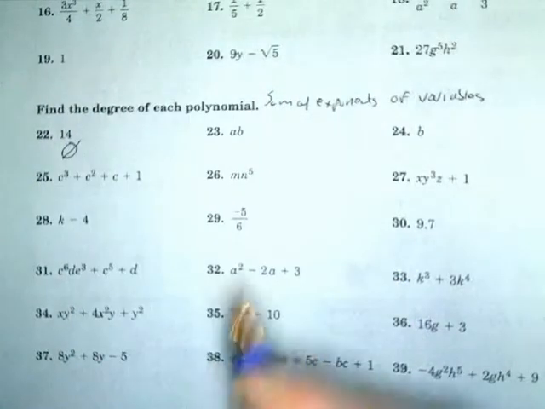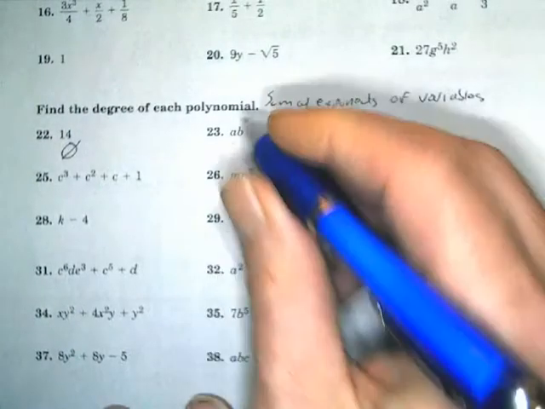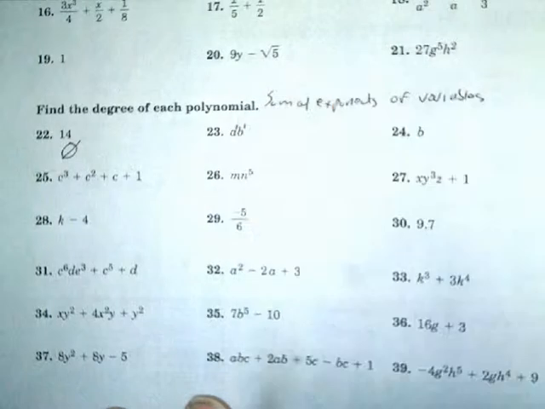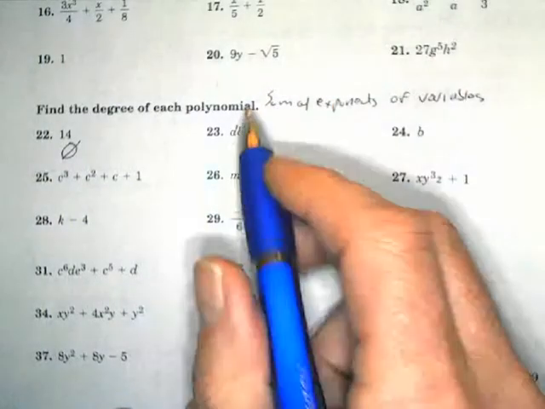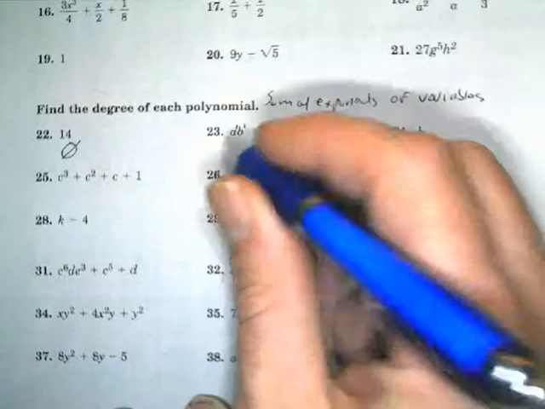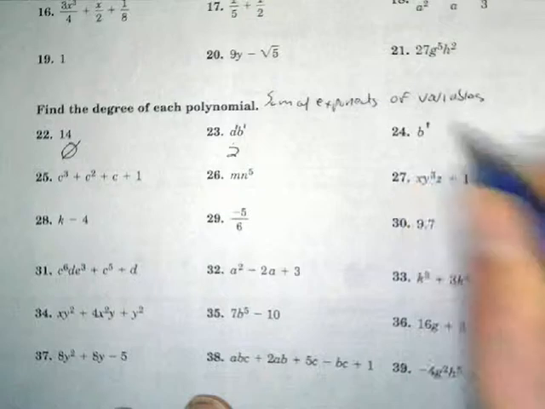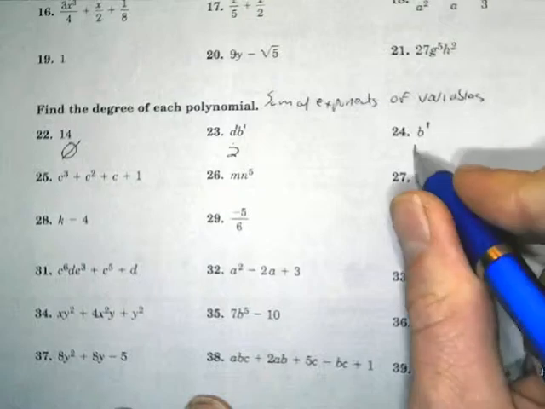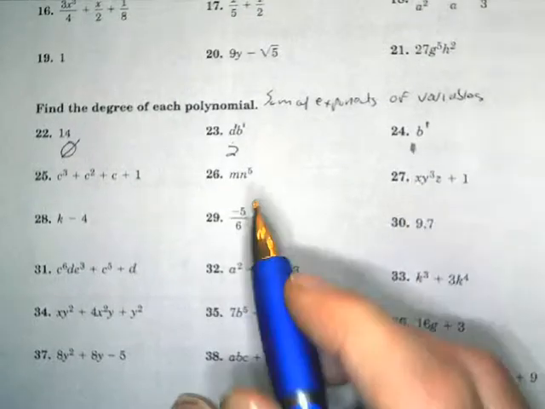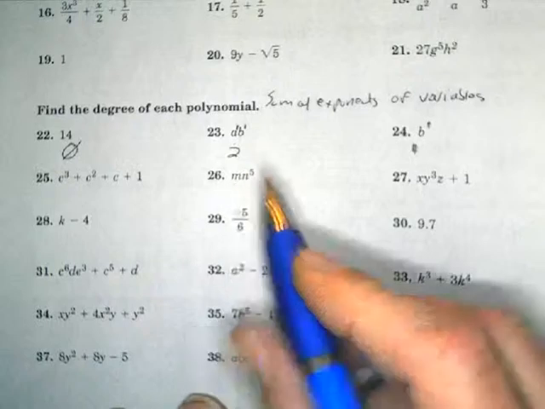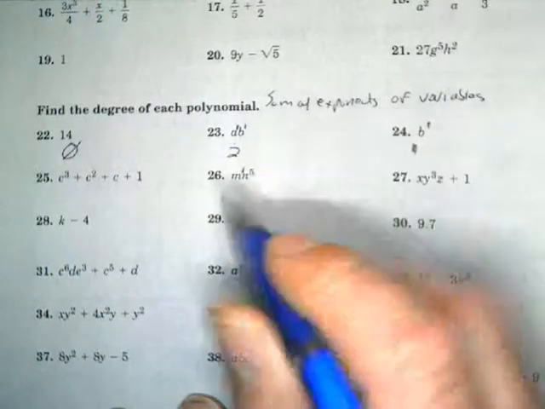If we look at this, we can put our 1's next to our letters, so if we add up the 2 exponents, 1 plus 1 is 2. 24, we have 1, so our total would be 1. If we look at 26, we can put our 1 next to our m. We add up our exponents, 5 plus 1 is 6.